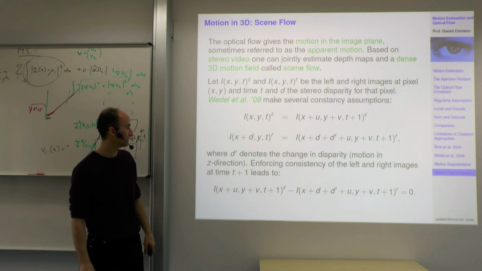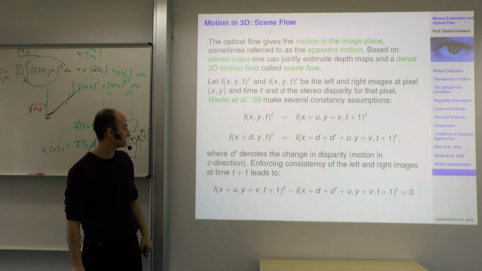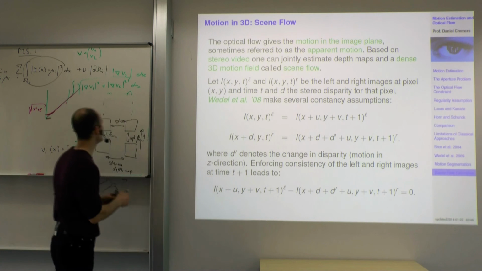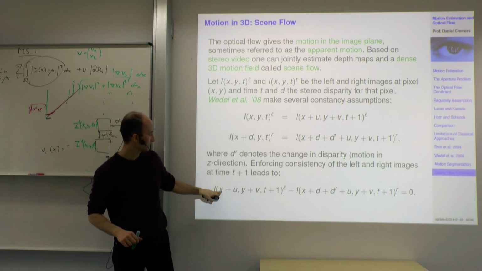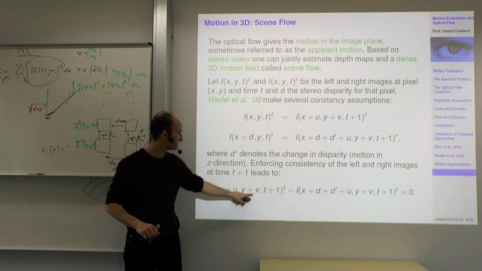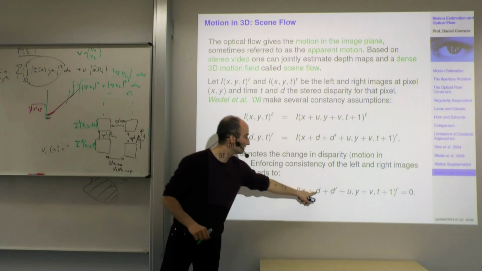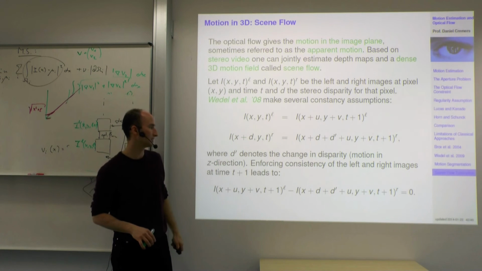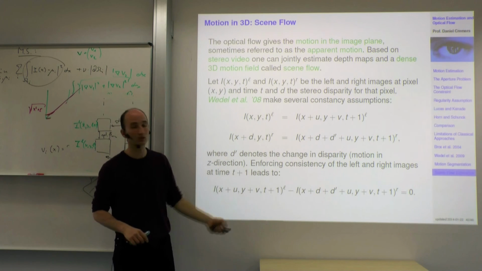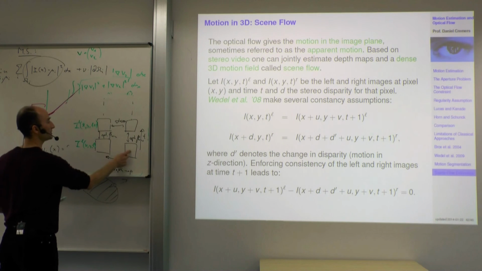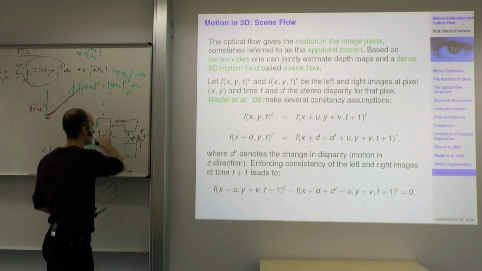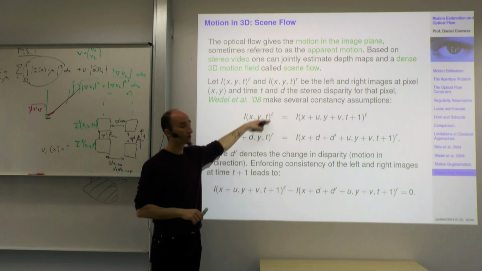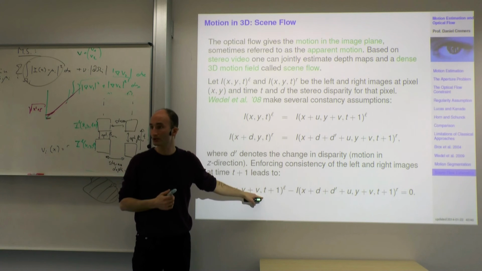And then, in addition, we can enforce consistency of the left and right images at time t plus 1, so that is consistency here, and that says that the pixel x shifted by the velocity, so this is where it moved at time t plus 1. We are at x plus u and y plus v, and here, in addition, we have that disparity and the change in disparity. And that should be the same brightness there. So we have a brightness constancy assumption between these images and between these images as well. So there is kind of a brightness constancy among all of them, and we try to incorporate that by saying we want some consistent solution.